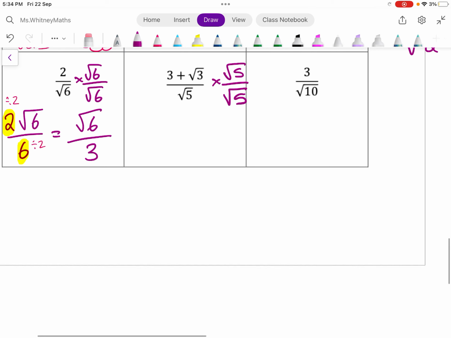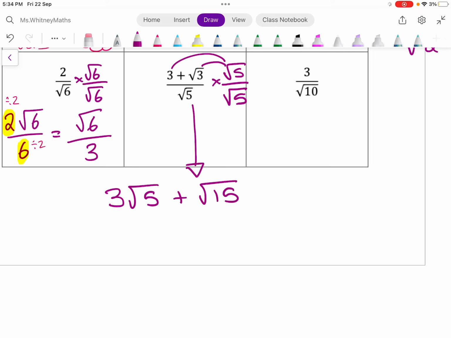Okay, the next one here, we're going to multiply by root 5 over root 5. I'm actually just going to bring this down so I have a bit of space. We're going to do 3 times root 5 and root 3 times root 5. So 3 root 5 plus root 15, and as the denominator, I'm going to have just 5. Then we check. Interesting, nothing simplifies. We are done because root 15 does not simplify, and we have the 3 and the 5, nothing in common.